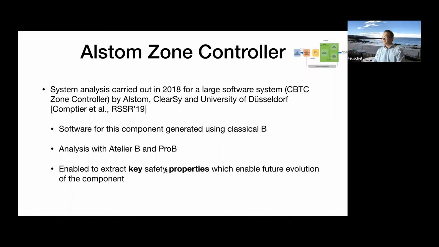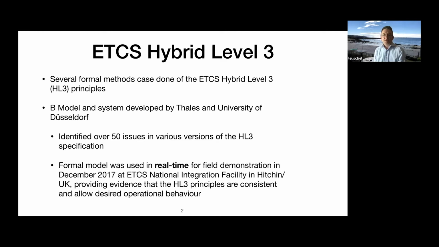And another where we were involved in a system was the ETCS Hybrid Level 3, which I'll talk about later as well. A new specification was proposed for a new train control system, which is between Level 2 and Level 3. So it's not moving block. It's a kind of mixed mode. I'll show that later. And there, a formal model was useful to identify quite a lot of issues with the natural language specification, which have now been fixed. And here, what was interesting is that the model could be used in real time for field tests. So I'll come back to that later as well.